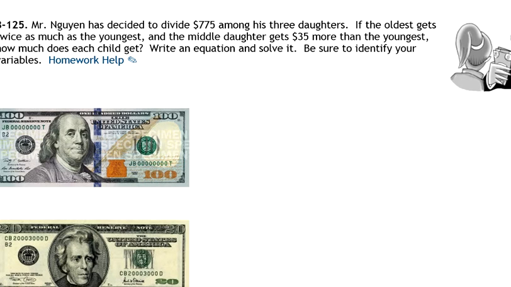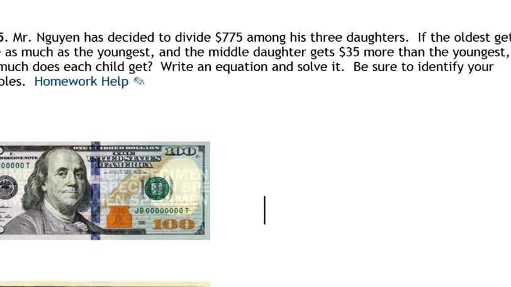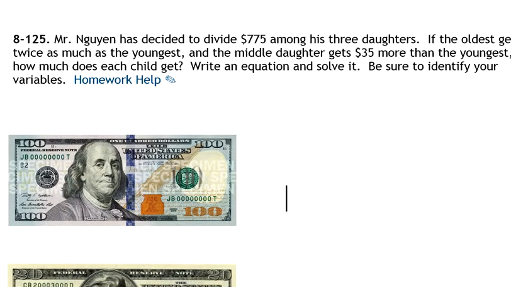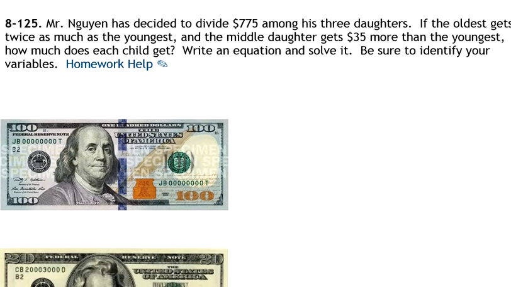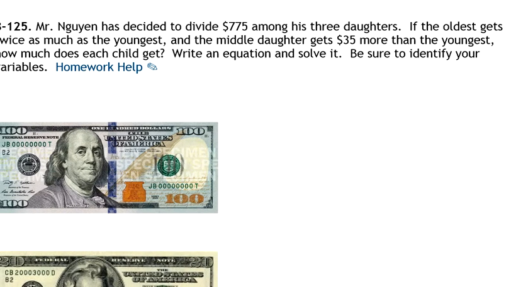Okay, so for this final question, Mr. Nguyen has decided to divide $775 among his three daughters in the following way. If the oldest daughter gets twice as much as the youngest, okay, so when I read that, what the older daughter is going to get is based on what the younger daughter gets. The oldest is going to get twice as much as the youngest.